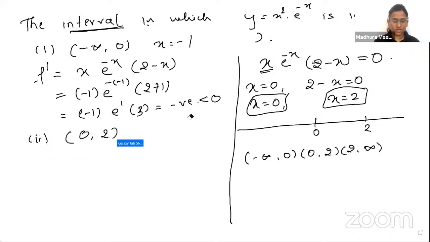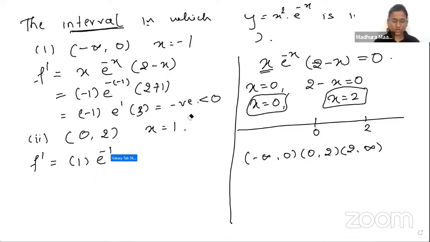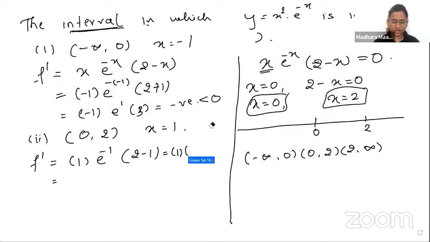So let us check for 0 to 2. In 0 to 2, shall I take x as 1? So if x is 1, e to the power minus 1, and this is 2 minus 1. This e to the power minus 1 I can write as 1 by e, right? So this is always positive. So first one is positive, second one is also positive, 2 minus 1 is also 1. Is this positive? Yes.